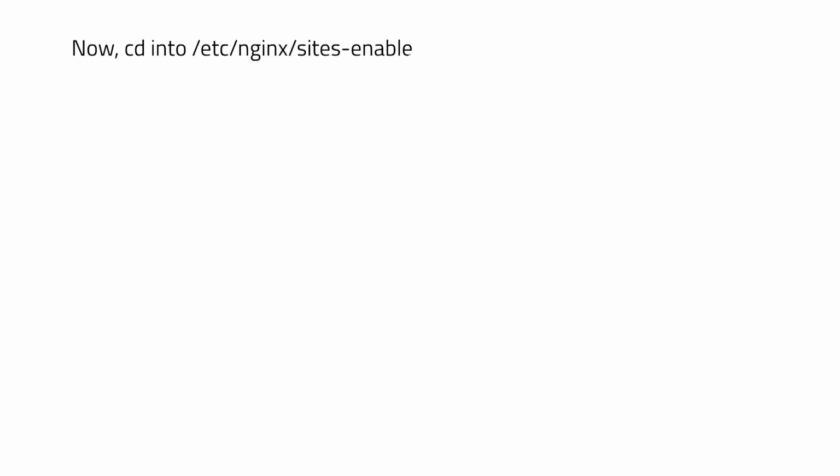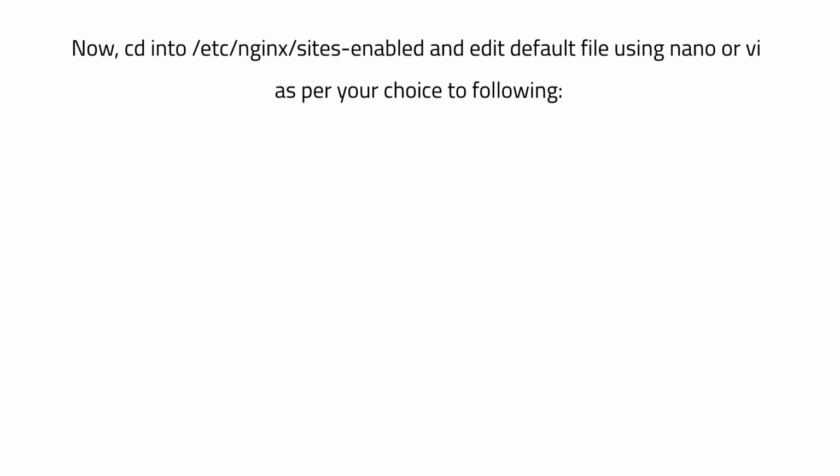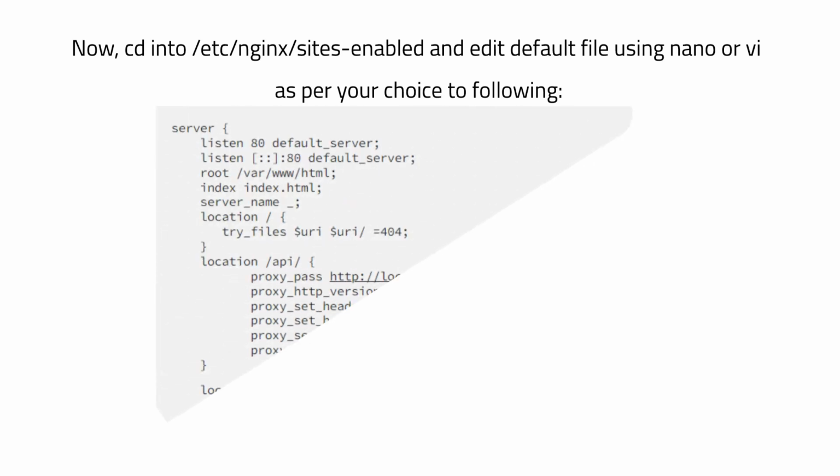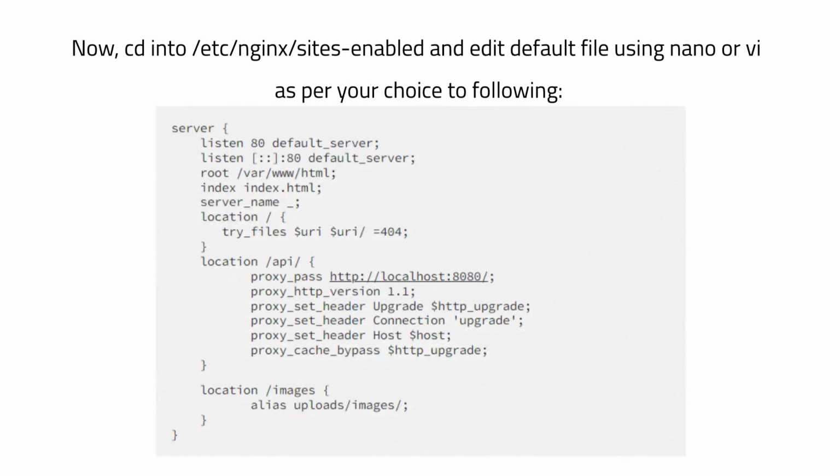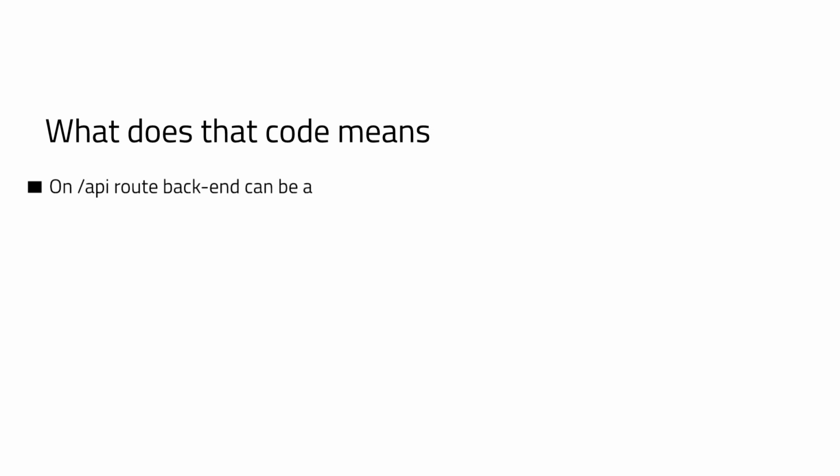Now, cd into /etc/nginx/sites-enabled and edit the default file using nano or vi, as per your choice, to the following. As you see on screen, what does that code mean? On the /api route, the backend can be accessed, which is linked to our localhost process on port 8080.